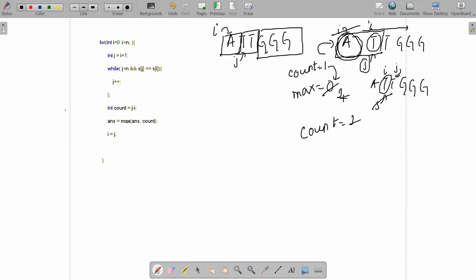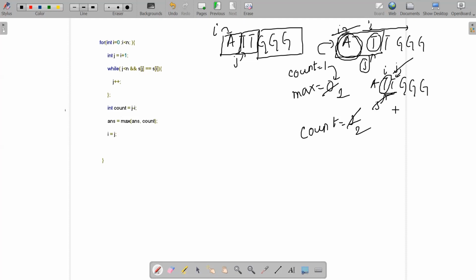Max doesn't change. Max is accountable for the overall maximum length substring that has all the same characters. So right now I am trying to figure out the longest length of the substring having all characters as T. It's going to start from the ith pointer. Let me initialize j to i plus 1. Since the jth character is equal to the ith character, increase your count to 2. Now in my substring there are 2 characters, all the same.